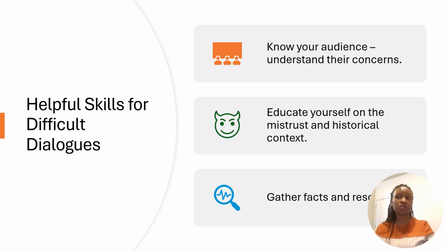So the first thing when you're handling these difficult situations is to first know your audience, understand their concerns. It's very easy to dive in and offer an opinion, and state something or a fact that you know for sure, but that's not going to help you relate to your audience. So know your audience, understand their concerns.